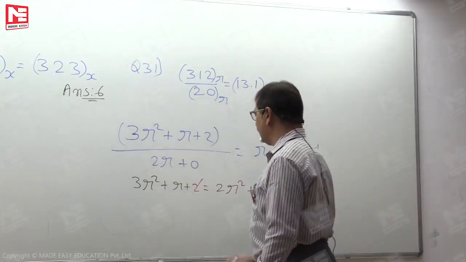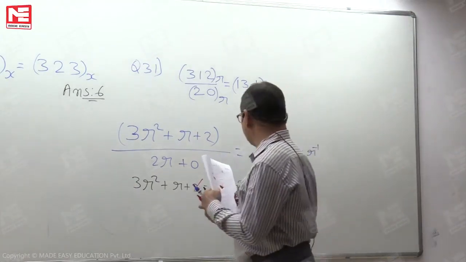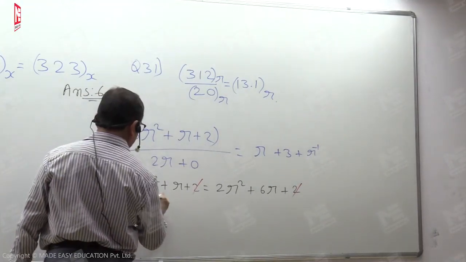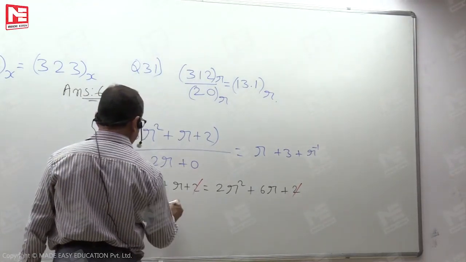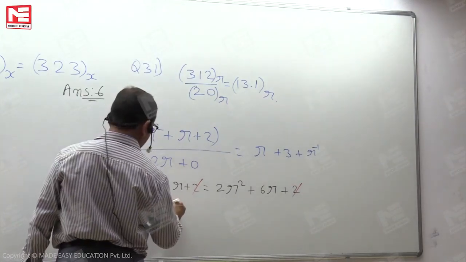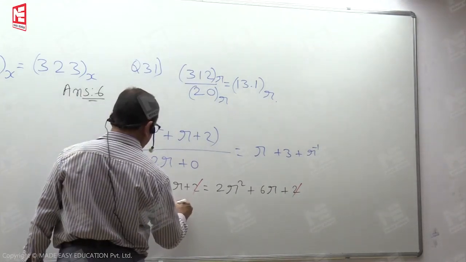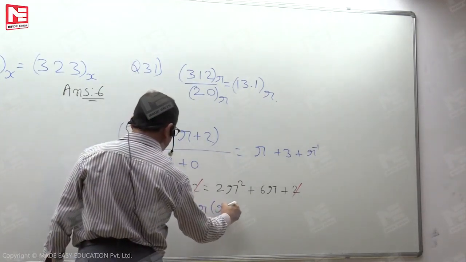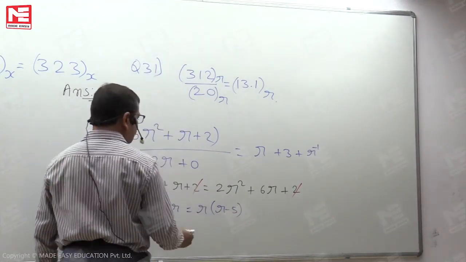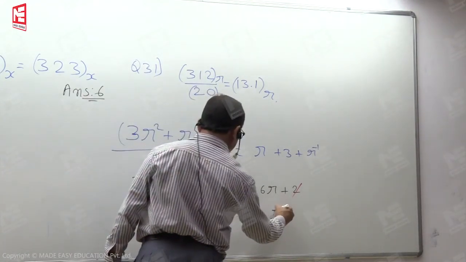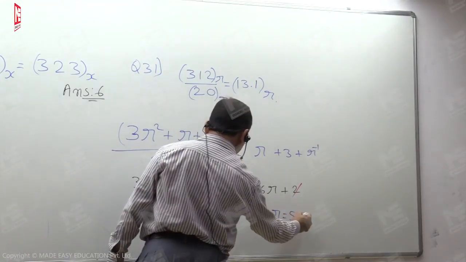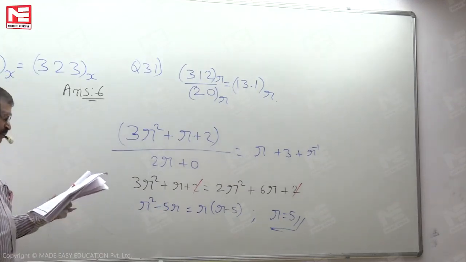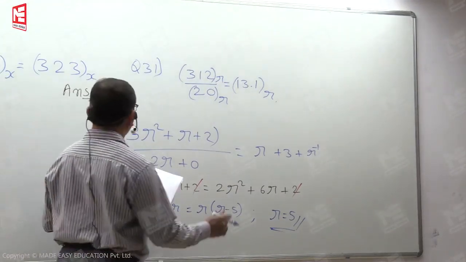This 2 on LHS and RHS we can cut. So the leftover terms: r² − 5r. So r² − 5r, if you take r as a common, r(r − 5). So once r − 5, the root possible is only equal to 5. Hence, answer to this question is 5.